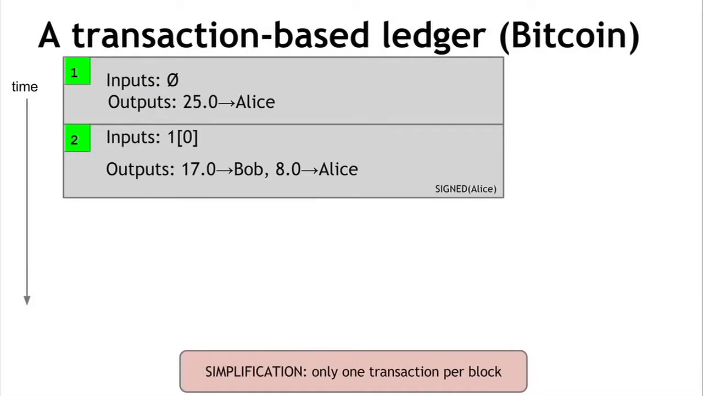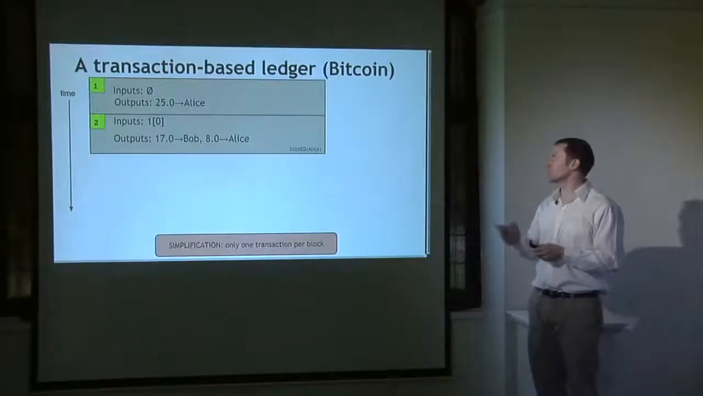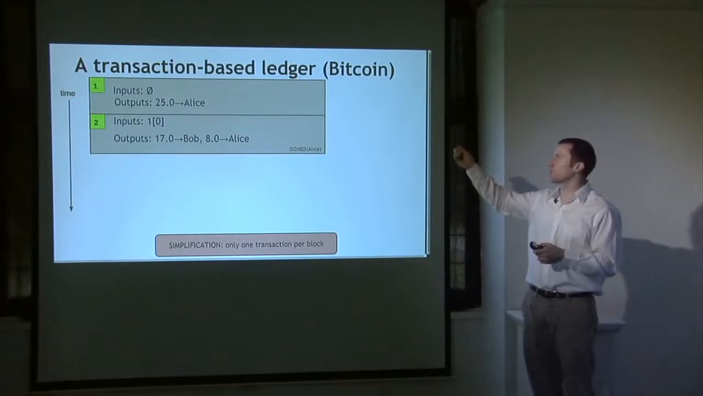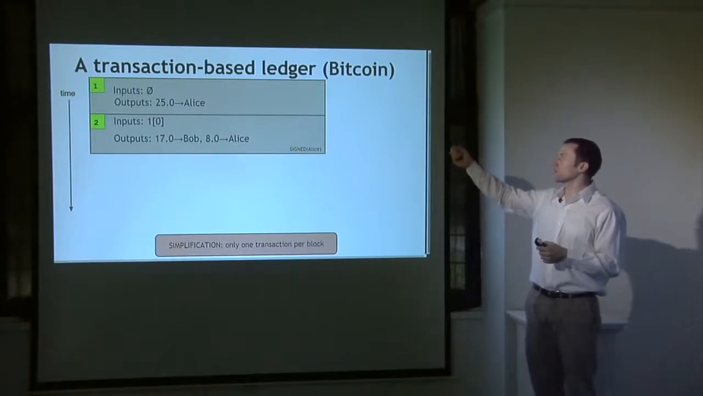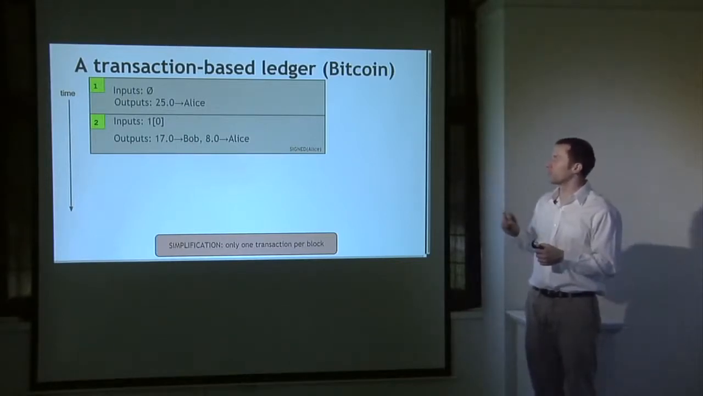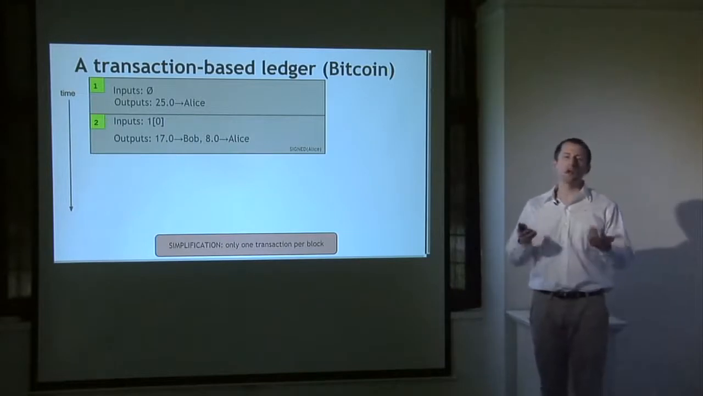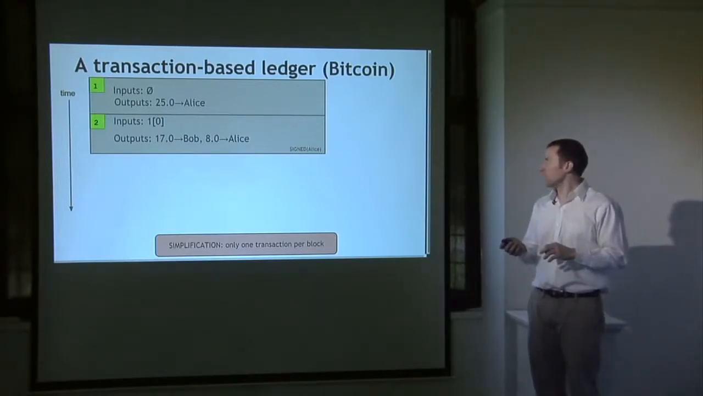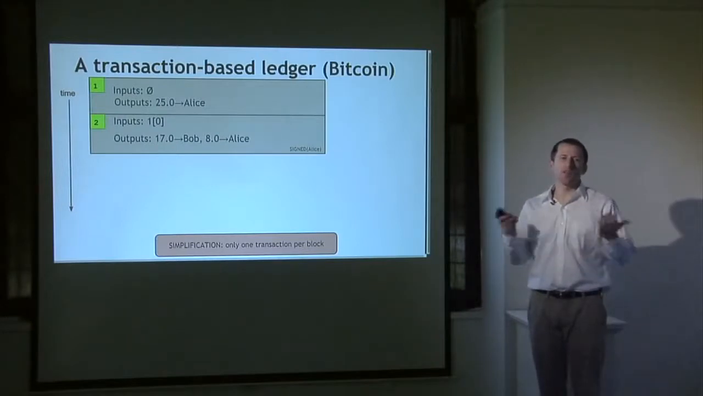Now, let's say that Alice wants to send some of those coins over to Bob. Well, now she has to explicitly refer to the previous transaction where these coins are coming from. So the input to this transaction will be output index 0 from transaction 1, which we can see from the very previous transaction in the log was a transaction that assigned 25 bitcoins to Alice. And now there are two outputs of this transaction. One of them is 17 coins to Bob, and one of them is 8 coins to Alice. And of course, this whole thing is signed by Alice so that we know that Alice actually wants to do this transaction.